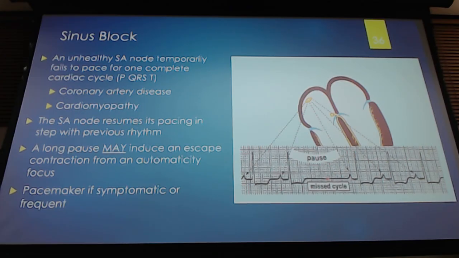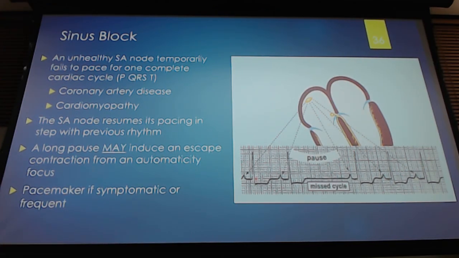Nothing else picks it up. Then we go on, just like in rhythm, so we go do, do, miss, but then we go back into normal rhythm. So a complete cycle is missed. And this is an indication that something is going awry with the SA node.